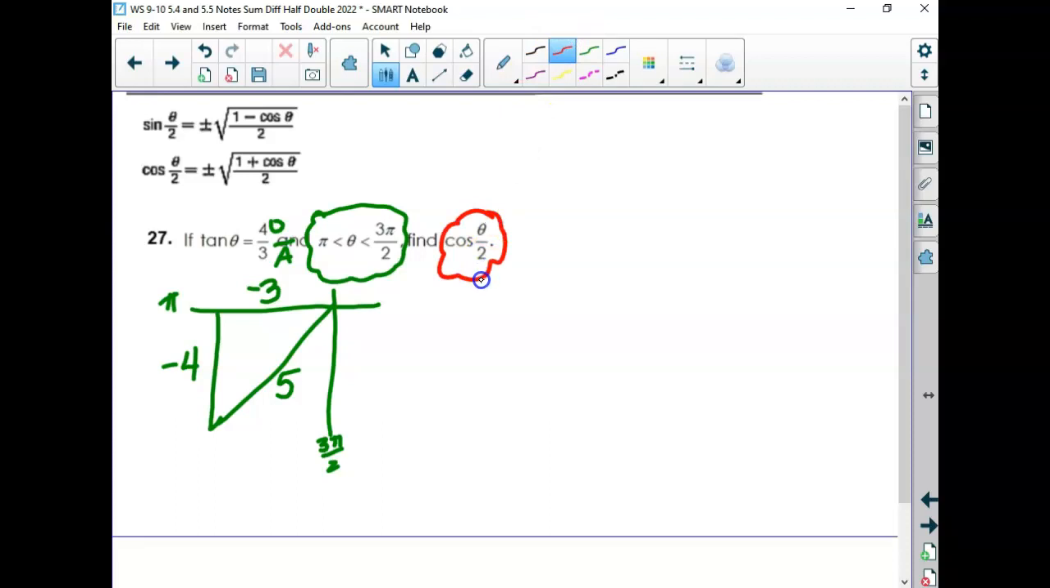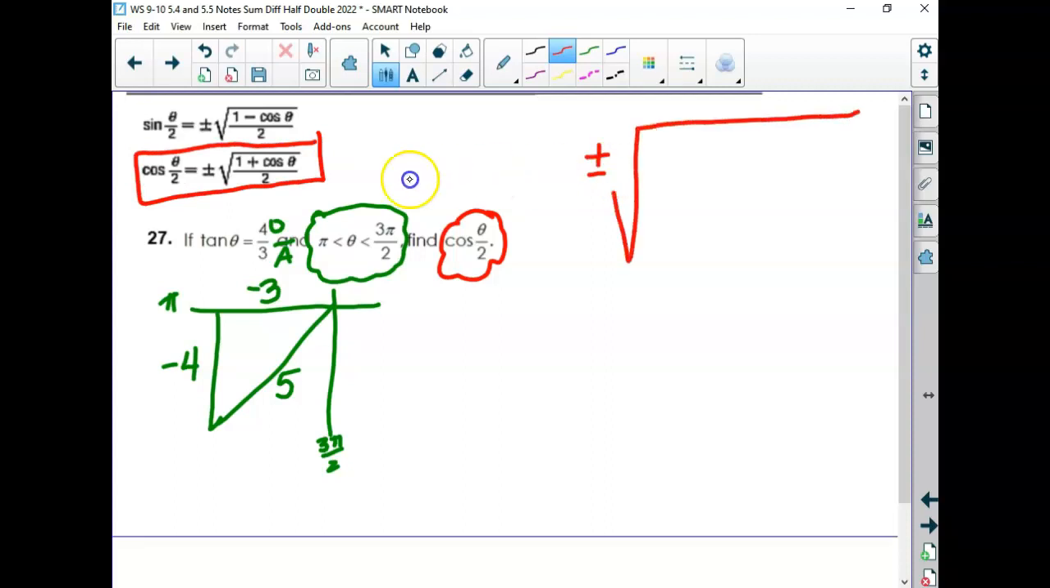Okay, cosine theta over 2 is this, yes? There's only one option. So it says plus or minus a giant radical. All I need is the cosine of this. Can anybody tell me the cosine before we get started? The cosine of this here angle is, okay.